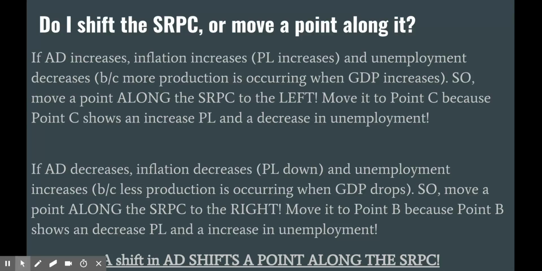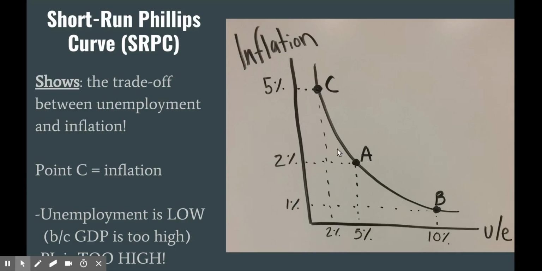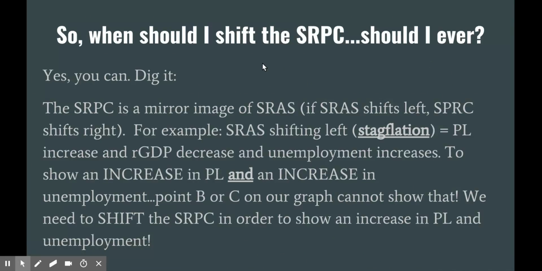Anytime AD shifts left or right, just look at what happens to inflation and unemployment, and you can plot your new point somewhere, either up here or down here, and just label it however they tell you to.